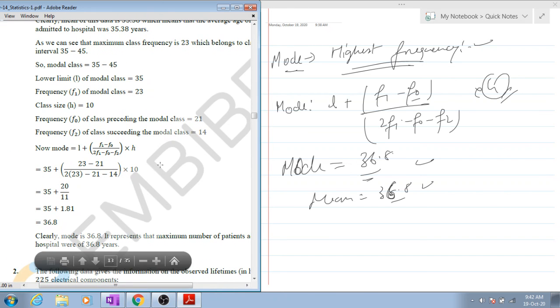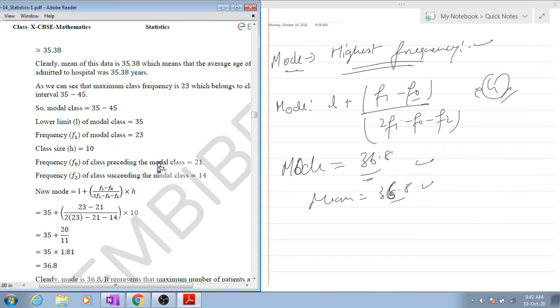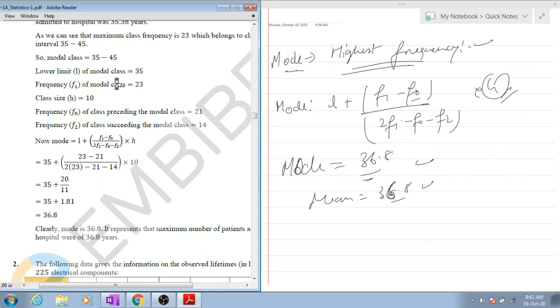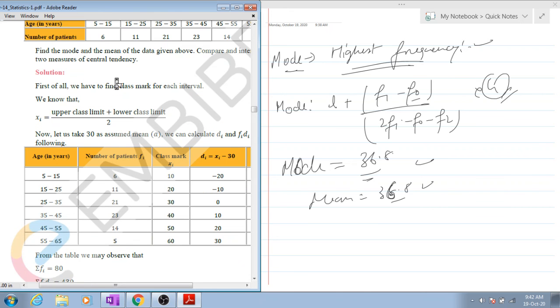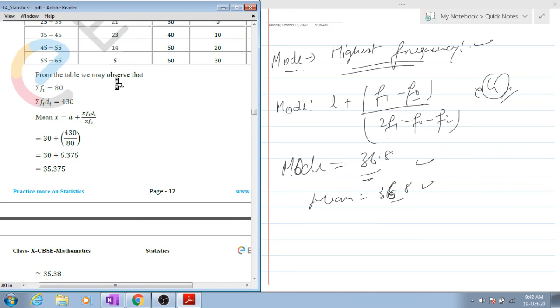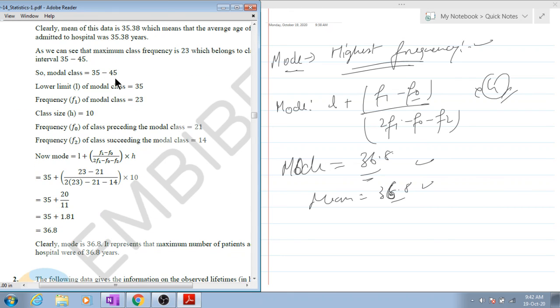Okay, so that's it for this numerical. The difference they haven't mentioned. Central tendencies are not making a lot of difference. Mean is 35.38, which is very close to 36.8, right? So mode basically represents the maximum number of patients being admitted. Out here they have taken the frequency to be at once, but it doesn't matter. Different numericals will have different approaches. I like to keep it this way.